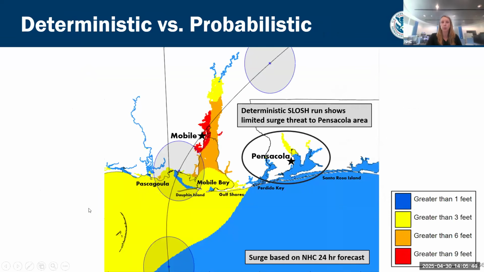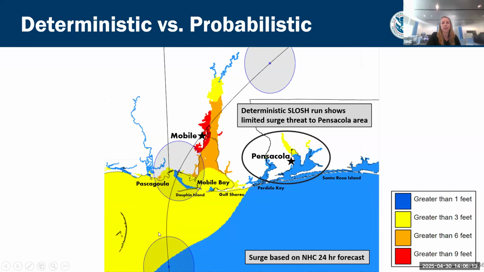So let's get back to this Hurricane Sally example. This was our 24-hour forecast. The skinny black line was making landfall west of Mobile Bay, when in reality, it ended up being more of a Pensacola threat. So our forecast here was showing limited threat to that Pensacola area. And this is not the way that we forecast storm surge.